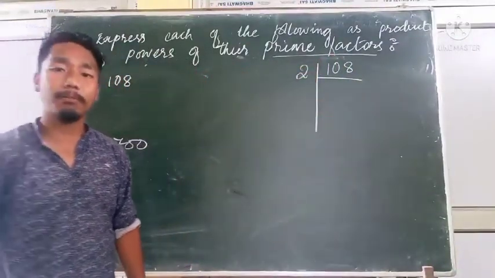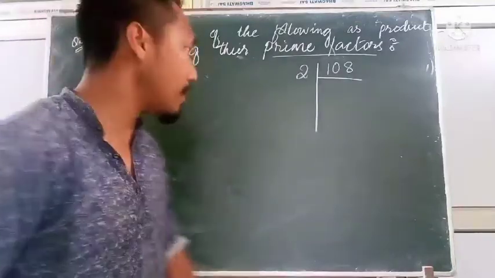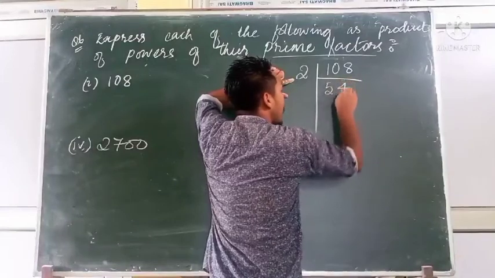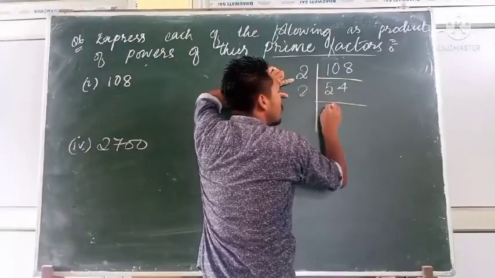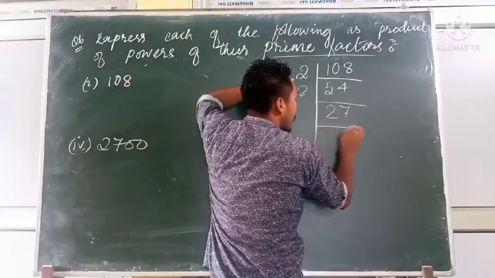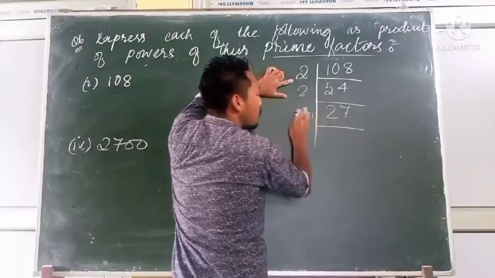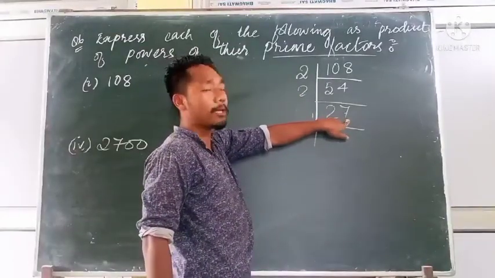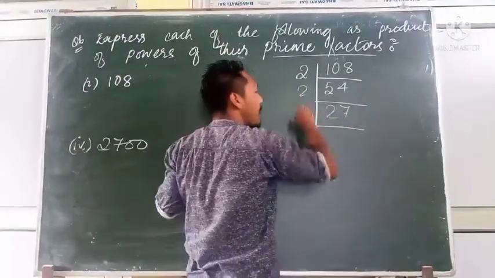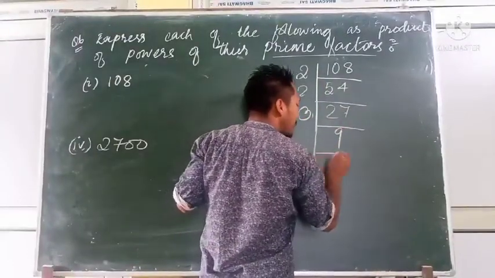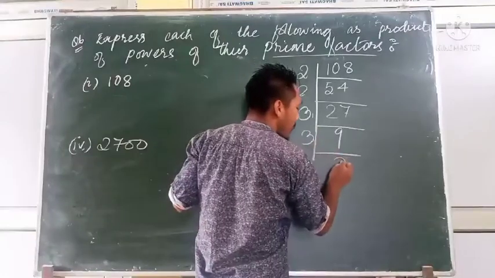2 fives are 10, 2 fours are 8, 2 twos are 4, and 2 sevens are 14. Next, 27 we cannot divide by 2, because it is an odd number. So we have to move to the next prime number, that is 3. 3 nines are 27. Again, 9 can be divided by 3. So 3 threes are 9.